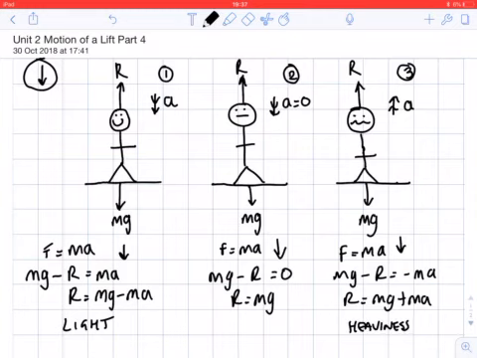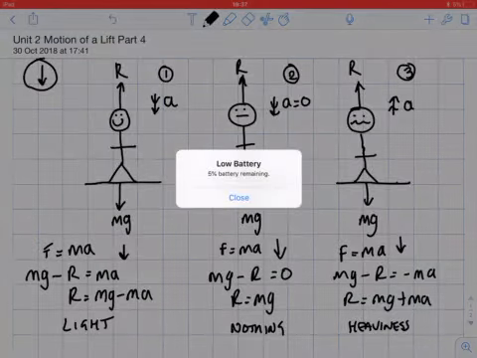So there we have our three situations. The first situation is where you get that light feeling, the mg minus ma is the reaction on the person. Then you have the r equals mg, where you feel that nothing is happening. And finally, you've got that r is mg plus ma. When the lift is decelerating, you get that feeling of a weight suddenly pushing against you.